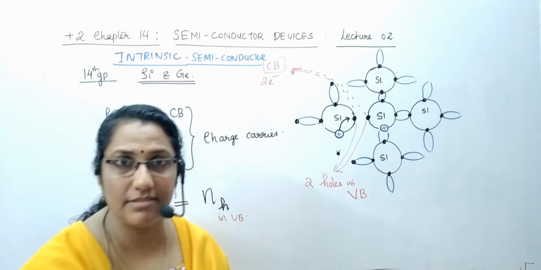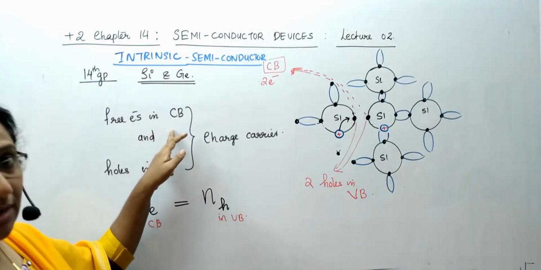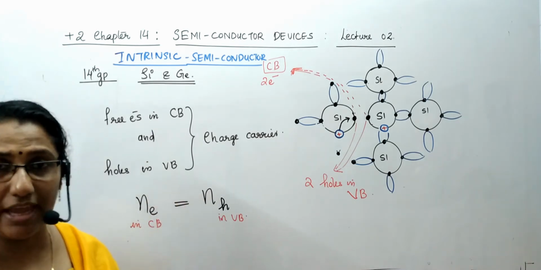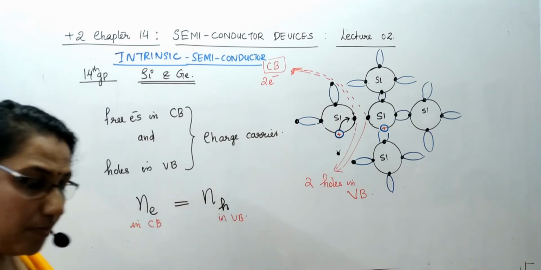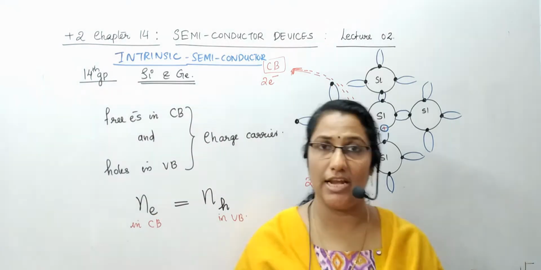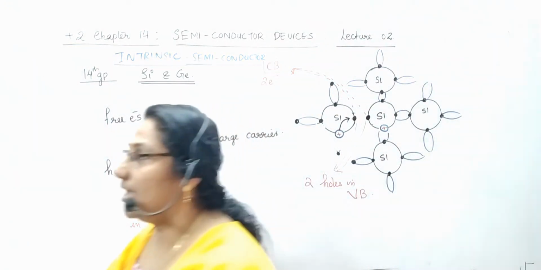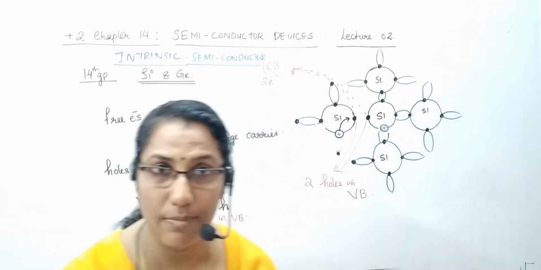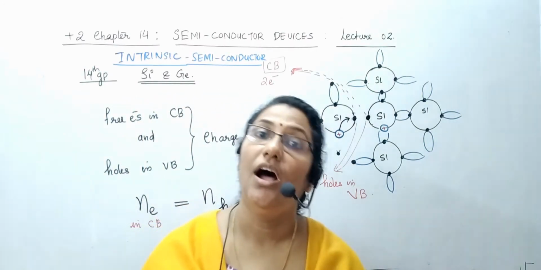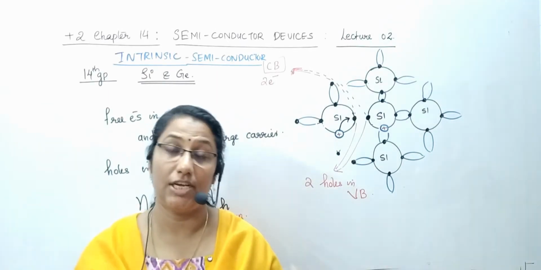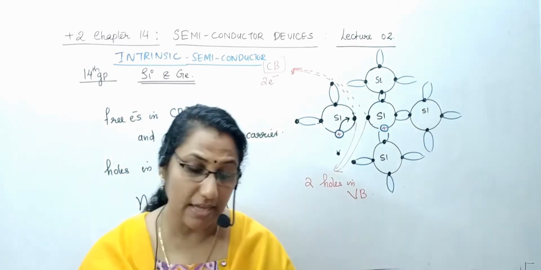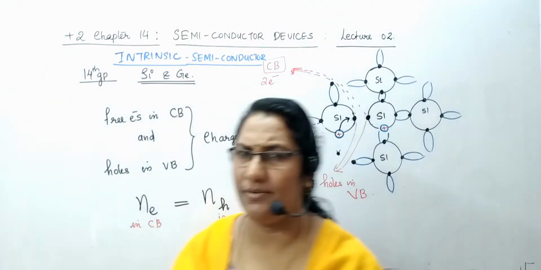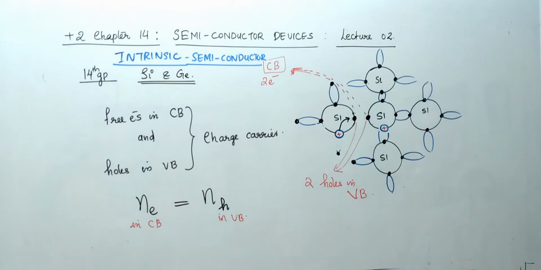Okay, for an intrinsic semiconductor, the number of free electrons in the conduction band and the number of holes in the valence band will be the same. Their number density will be the same. As the temperature is increased, more covalent bonds break, and more and more free electrons and holes are created. Free electrons in the conduction band and equivalent holes in the valence band are created. Such a pure form of semiconductor crystal, which acts as an insulator at low temperature and as a good conductor at high temperature, is called an intrinsic semiconductor. Its conductivity purely depends on the temperature. Clear? Okay. Take this much of notes on the intrinsic semiconductor.